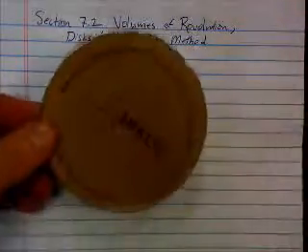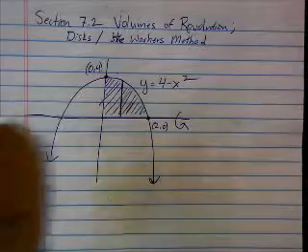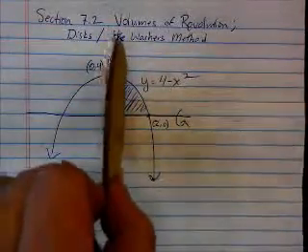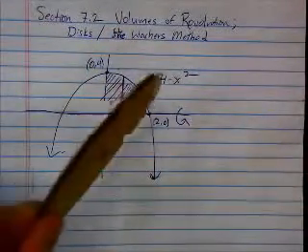Here's a skinny little cylinder. That's what it would look like. You'd have one line, spin it around the axis. You'd get a teeny tiny little cylinder.